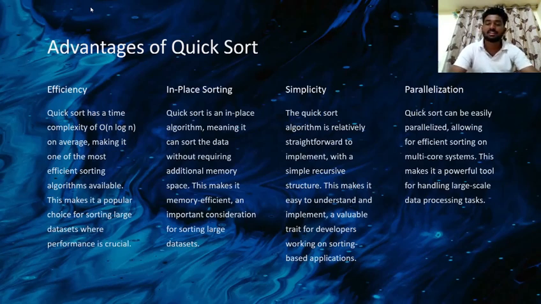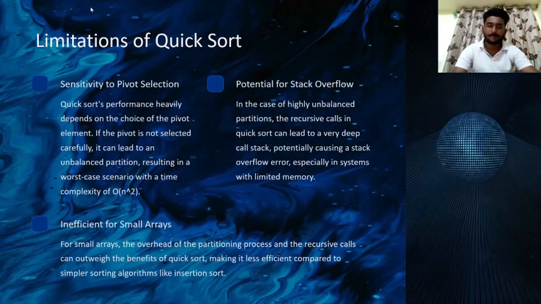Third one is simplicity. The quicksort algorithm is relatively straightforward to implement with a simple recursive structure. This makes it easy to understand and implement, a valuable trait for developers working on sorting-based applications. Last one is parallelization. Quicksort can be easily parallelized, allowing for efficient sorting on multi-core systems. This makes it a powerful tool for handling large-scale data processing tasks.